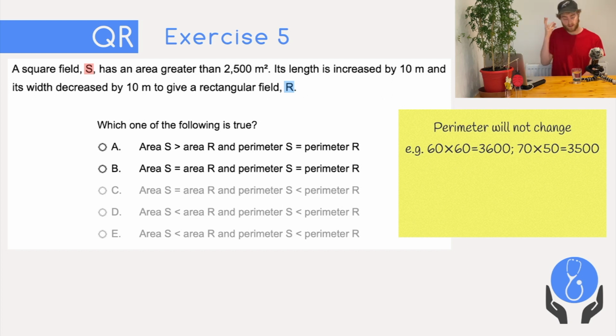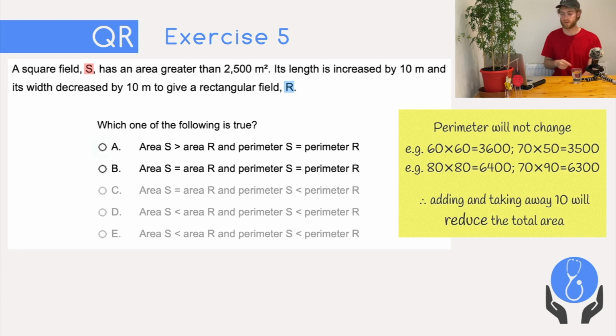If we do another little example in your head, this time with a square that is 80 by 80, you can see that when this rectangle is 90 by 70, that means that the area has gone down as well. So for me, that was enough justification to say that the area of the new shape is going to be less than the old one. So that means that answer A is the correct answer.